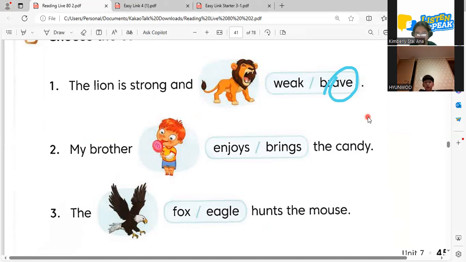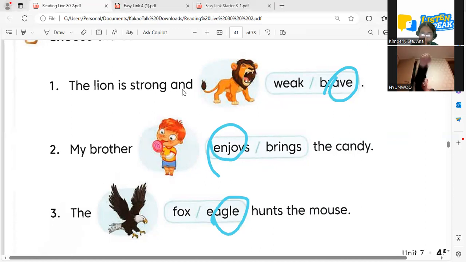How about number two? My brother enjoys candy. Okay, my brother enjoys the candy. Wow, number three. The eagle hunts the mouse. Okay, that's very good. Let me check your answers. This is correct. The lion is brave. The boy enjoys the candy. And the eagle hunts for the mouse.